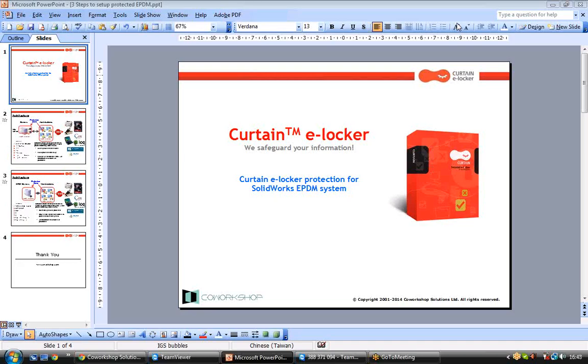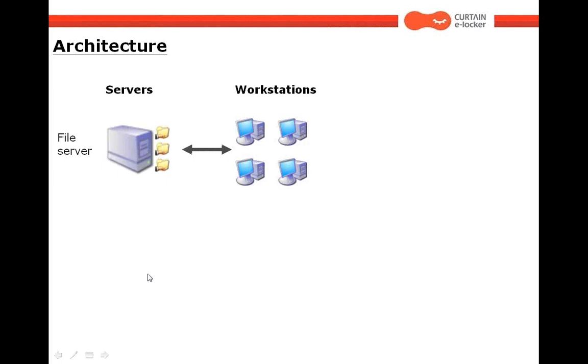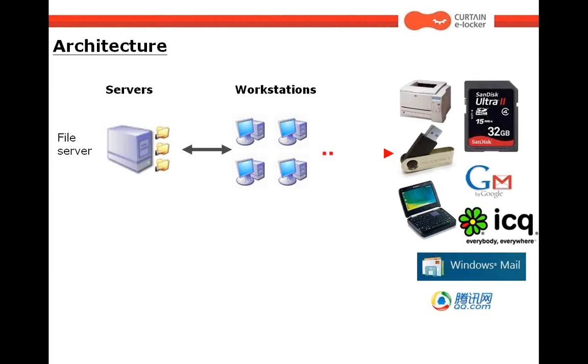Before we demonstrate the protection for EPDM system, I would like to briefly introduce the architecture of Curtain eLocker. In many companies, they are using file server to store and share information internally. Authorized user can log into share folder to access files inside. When users have the right to access those folders, they can take the file out of the company through different channels, such as USB disk, email, printer, and etc.